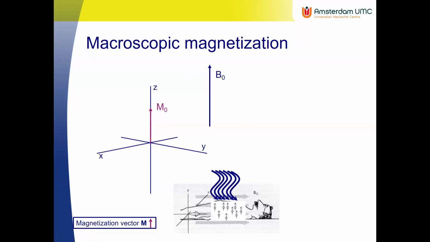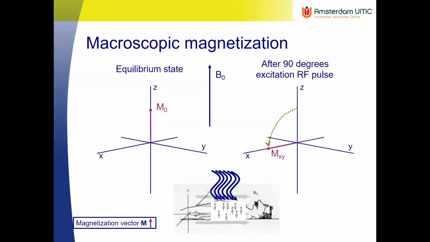Then I do the excitation and they rotate. In the schematic presentation, after the 90 degrees excitation pulse, the magnetization vector rotates and goes to the transverse plane. This is what I call transverse magnetization, and I denote it by MXY because it's in the plane of the X and Y axes. The longitudinal magnetization, the component aligned with the field, is also called MZ.